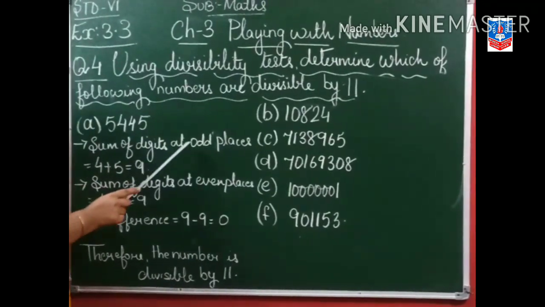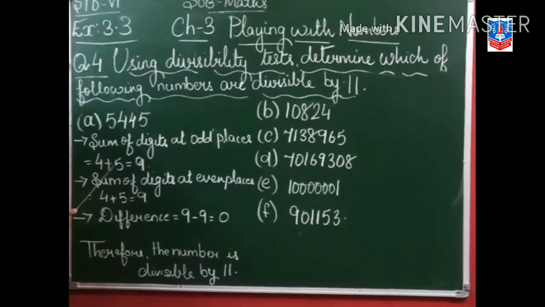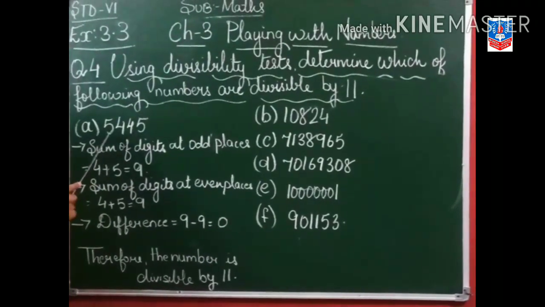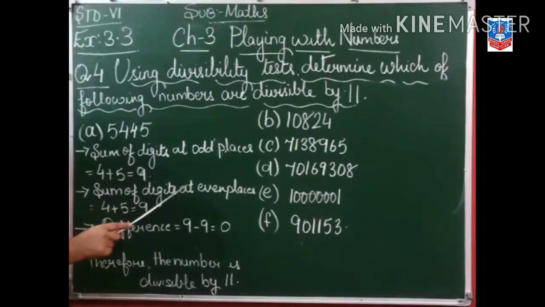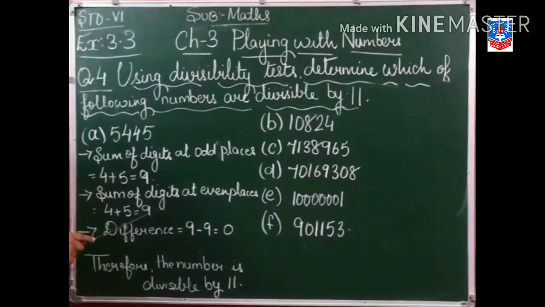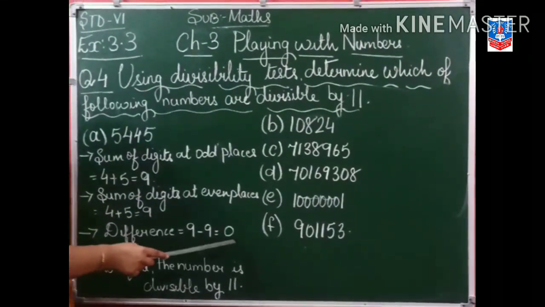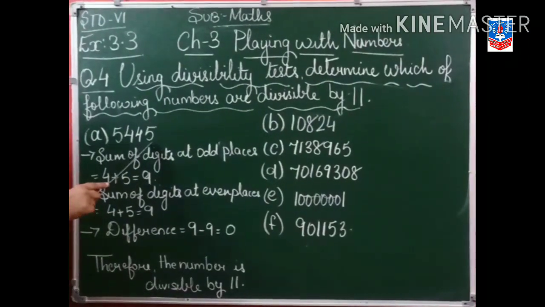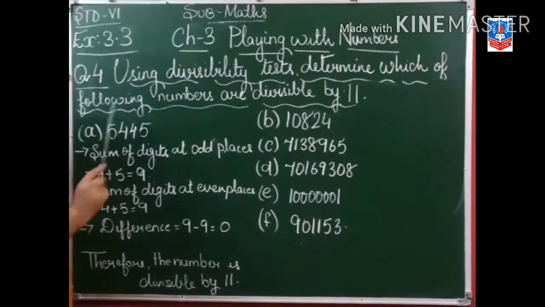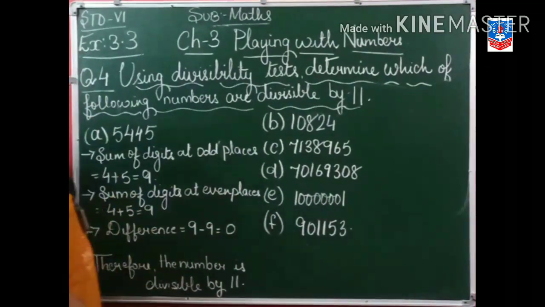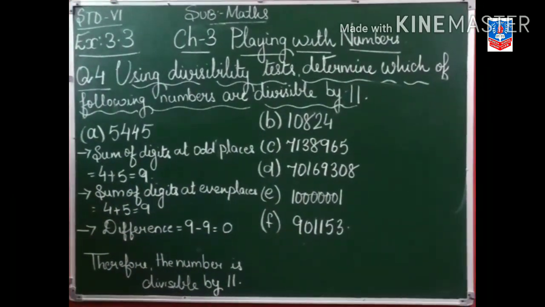Now, see, our odd place digits are 5, then 4. Sum of digits at odd places is 4 plus 5, which is 9. Now, even places: 4, again 5. The sum of digits at even places is 4 plus 5, 9. Now, the difference, 9 minus 9, is 0. That means this number is divisible by 11. With this same method, you do this sum also. This is your homework.